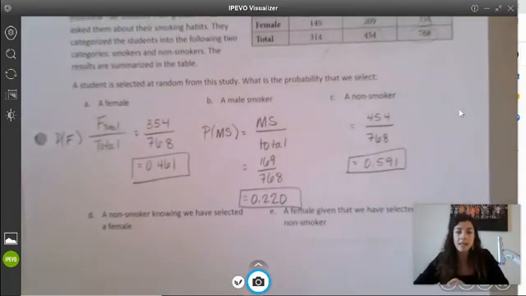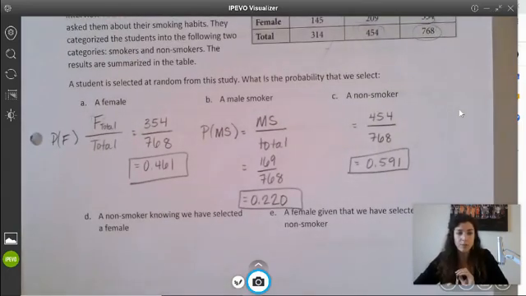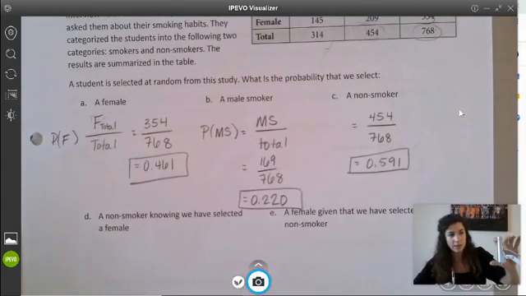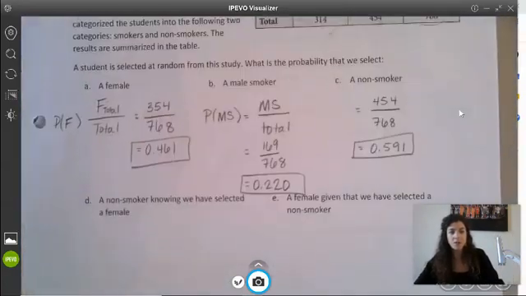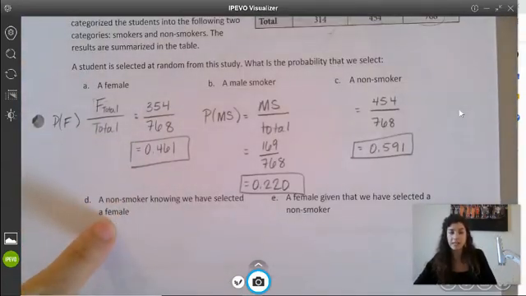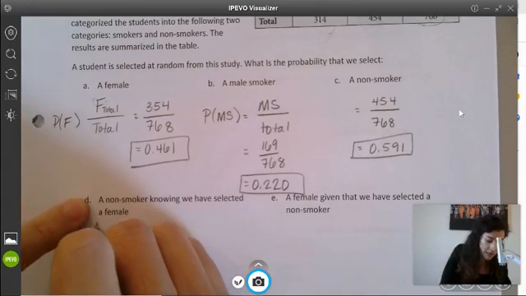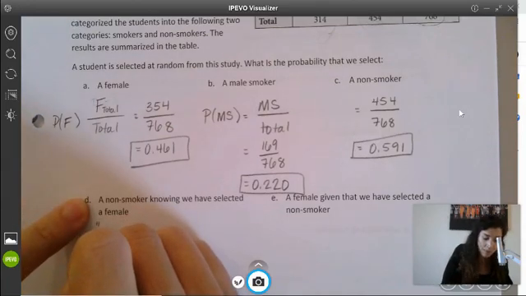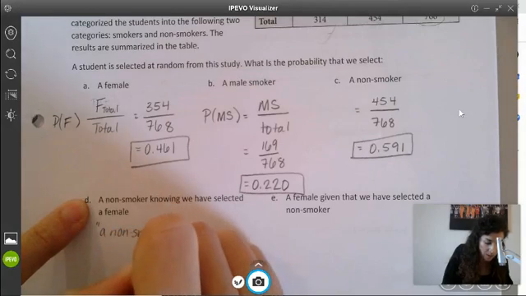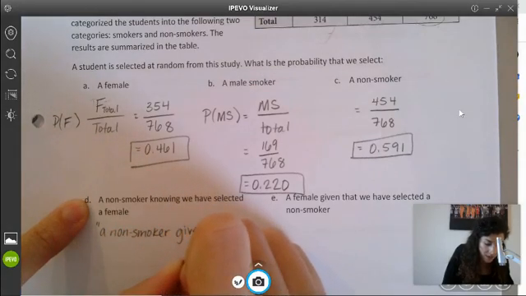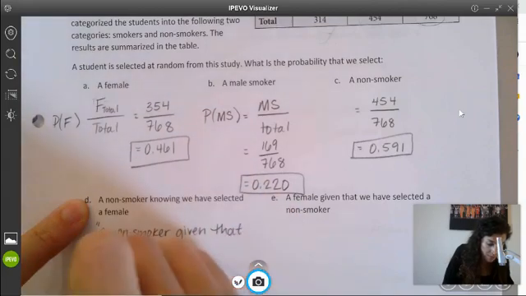Okay. The next ones are your conditional probability. So a non-smoker, knowing we have selected a female, we can rewrite that as saying, what's the probability that we pick a non-smoker given that it is a female?